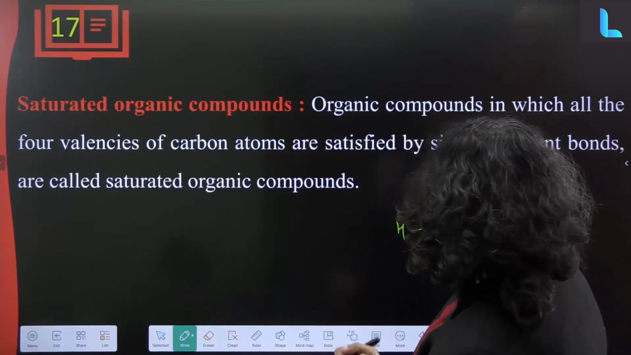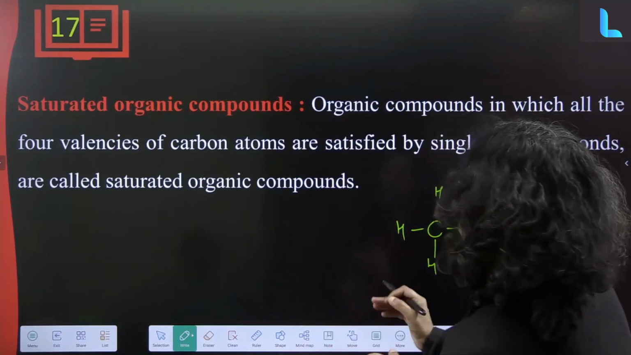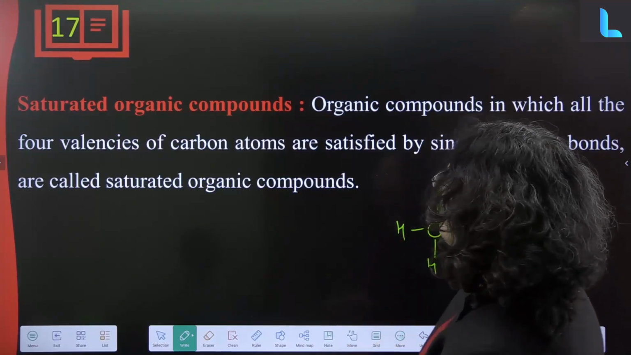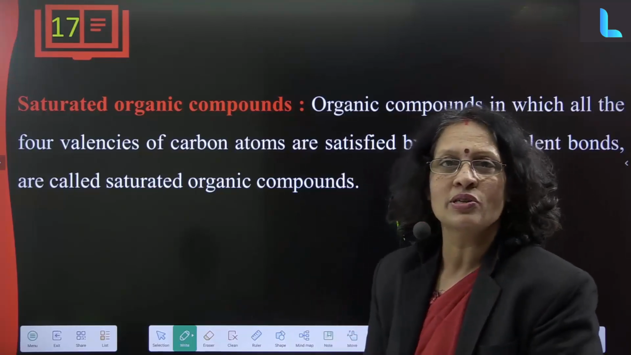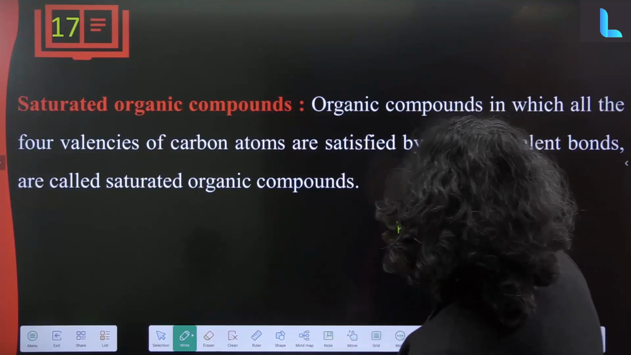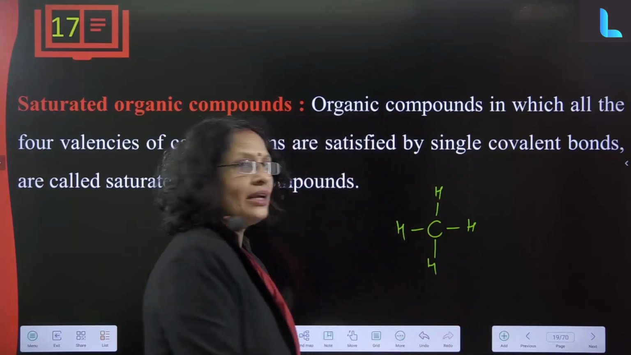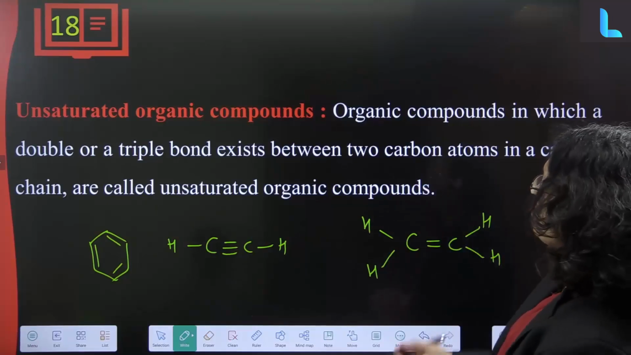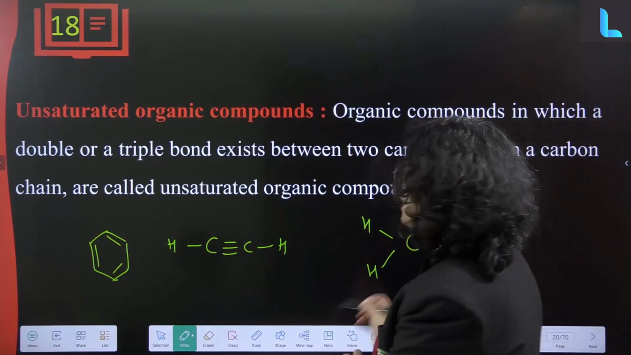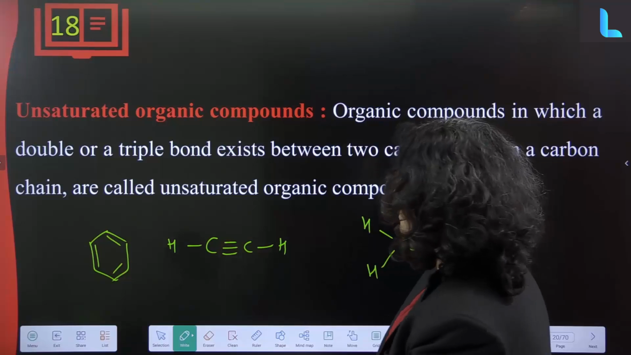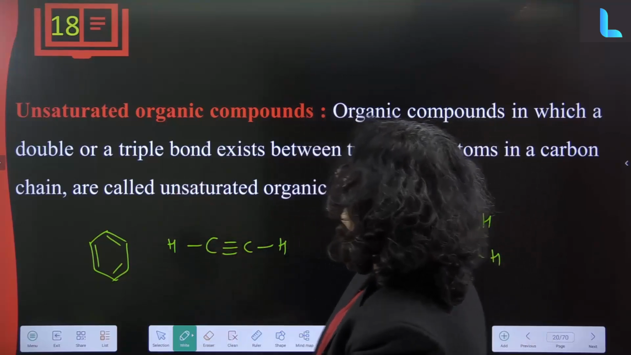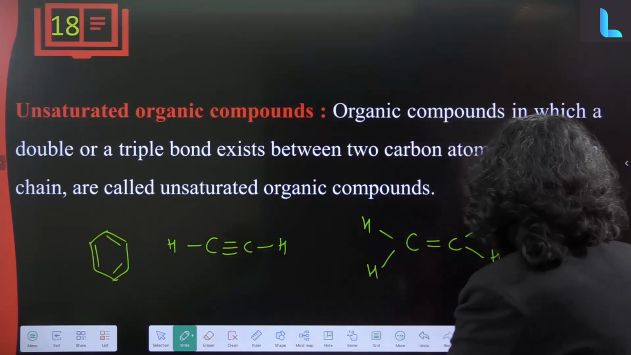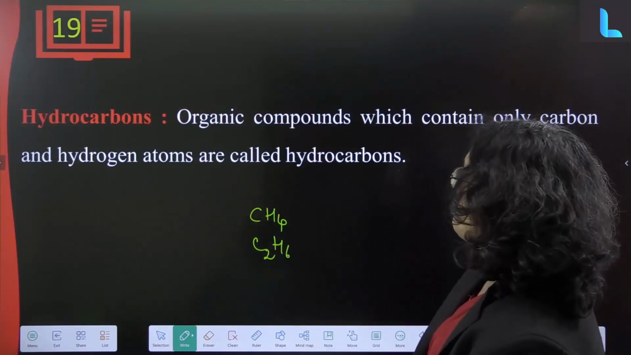Like saturated organic compounds, we will see. Organic compounds in which all the 4 valencies of carbon atoms are satisfied by single covalent bonds are called saturated organic compounds. Okay, so where all the valencies are satisfied by single covalent bonds. Then we can say unsaturated compounds, where there is a carbon-carbon double bond or triple bond present, like benzene is an unsaturated organic compound. This is ethyne, this is ethene.